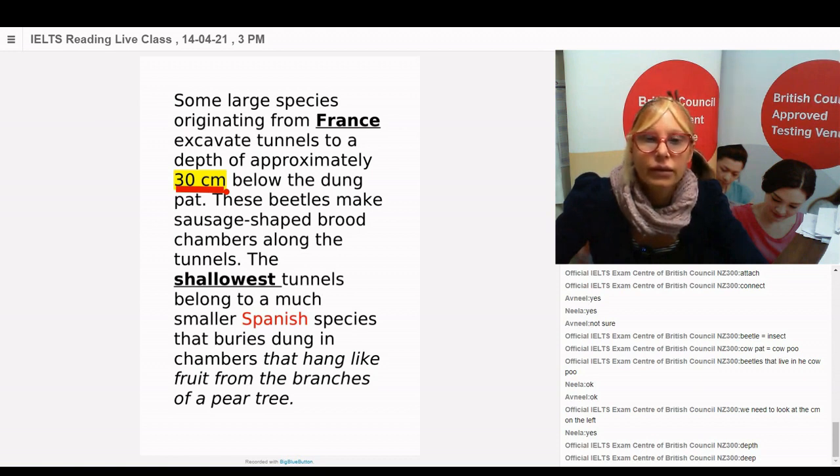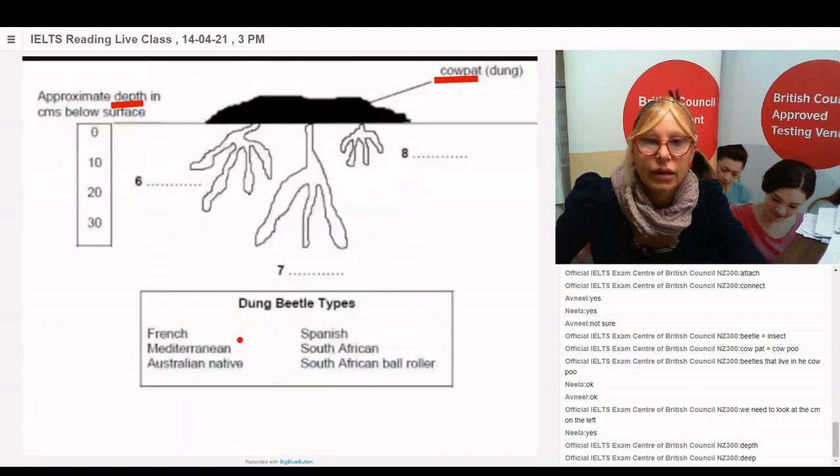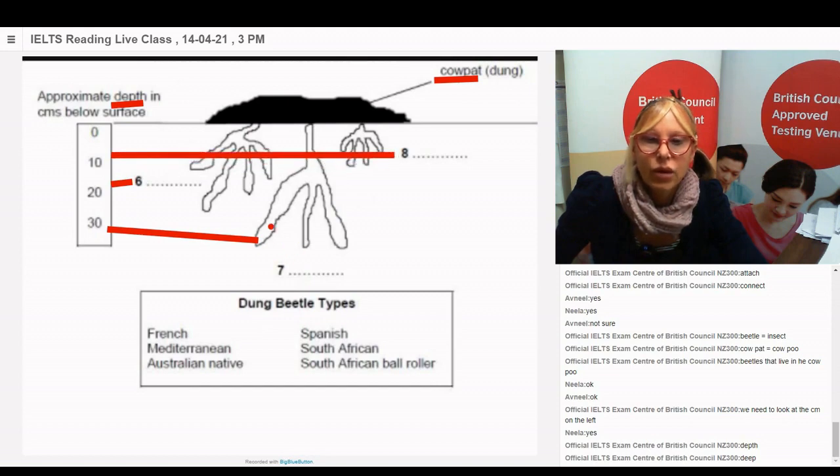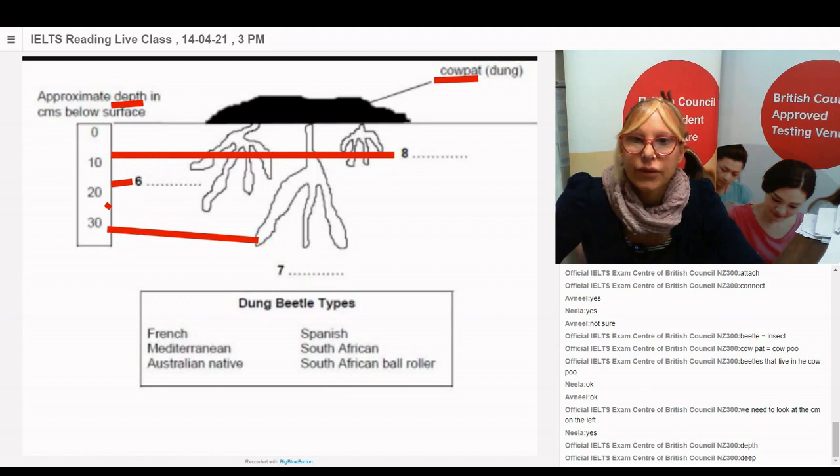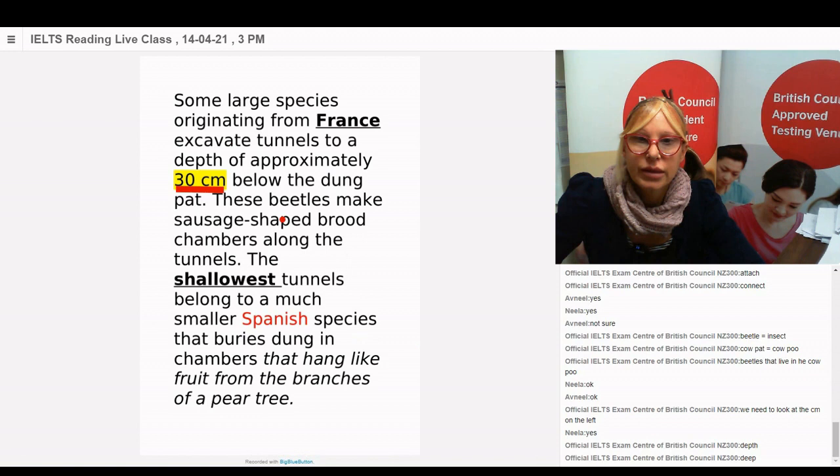Okay, so 30 centimeters here, and here is about 19, and here is about 9. Okay, so 30 centimeters is what we're looking at there. All right, so reading below here, below France, excavate tunnels to a depth of approximately 30 centimeters below the dung pad.